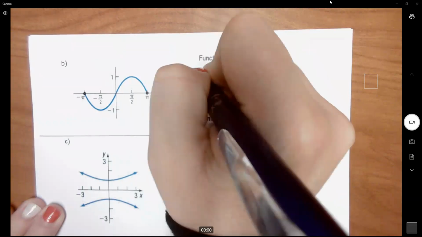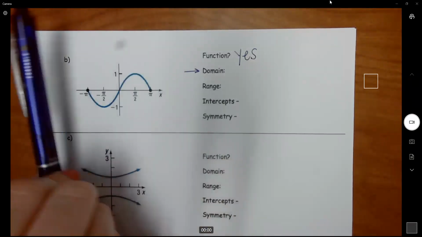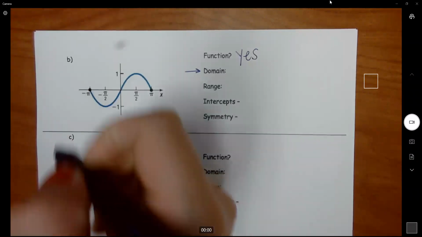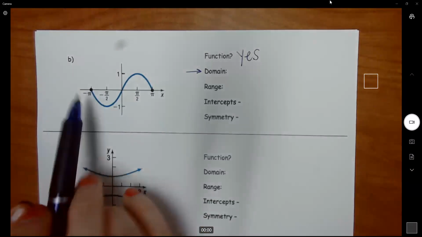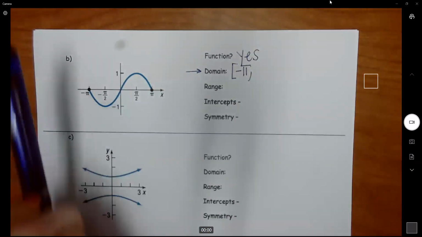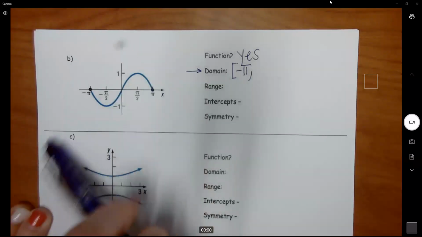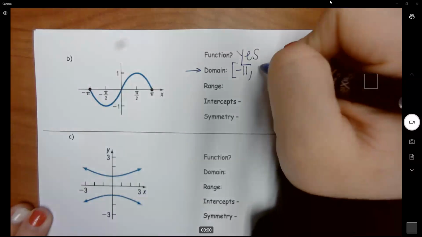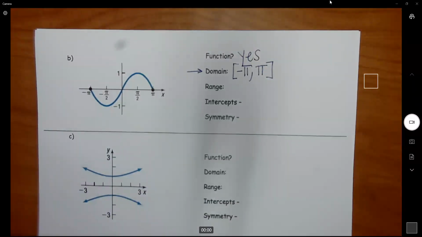Domain, we go from left to right. So as I go from left to right, I first encounter the graph right here, which has an x coordinate of -pi. And then what's the biggest x coordinate I get? Well, it ends right here at pi. Those numbers are included, and so we get brackets.